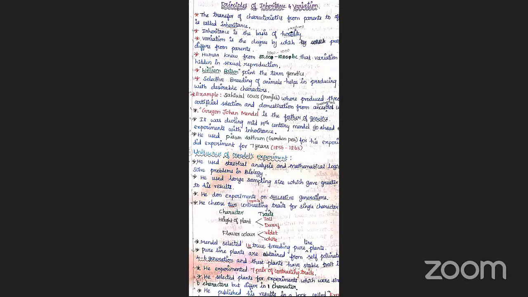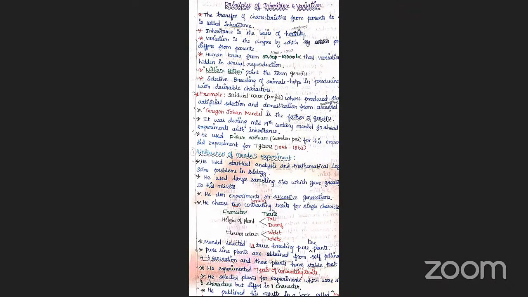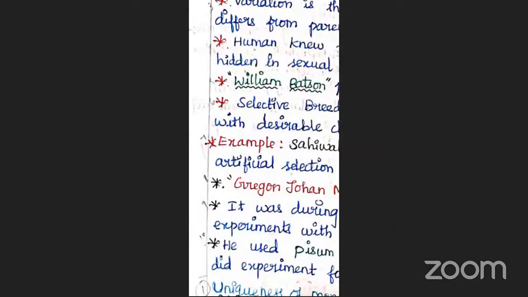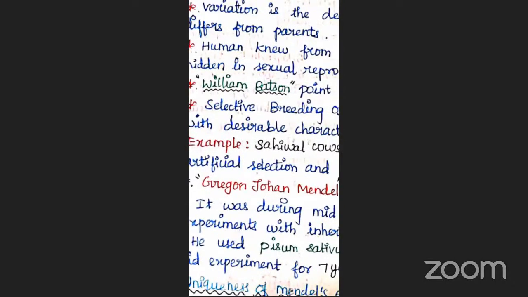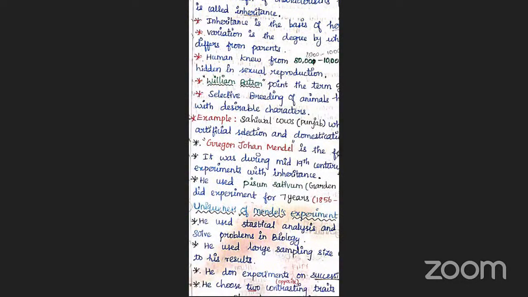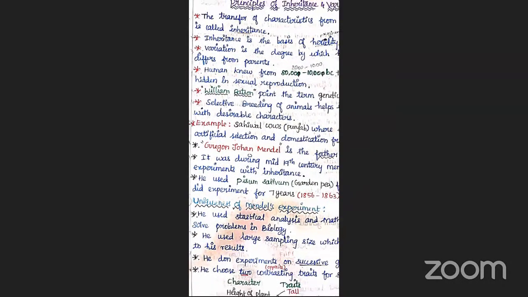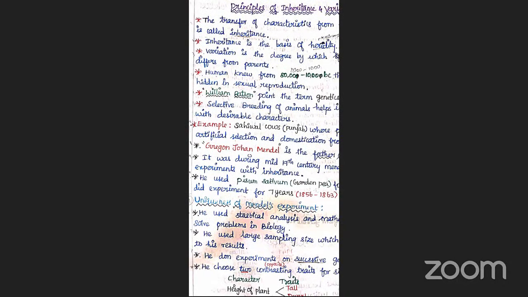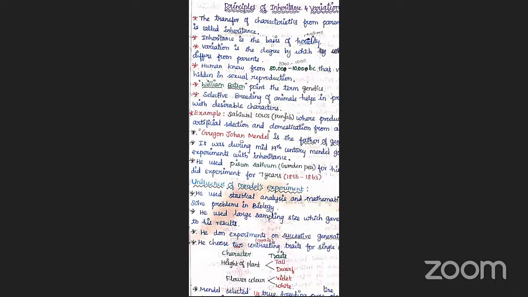Then who is the father of genetics? Everybody knows, Gregor Johann Mendel. In red color, which is denoted. Gregor Johann Mendel is called the father of genetics. Why is he called the father of genetics?